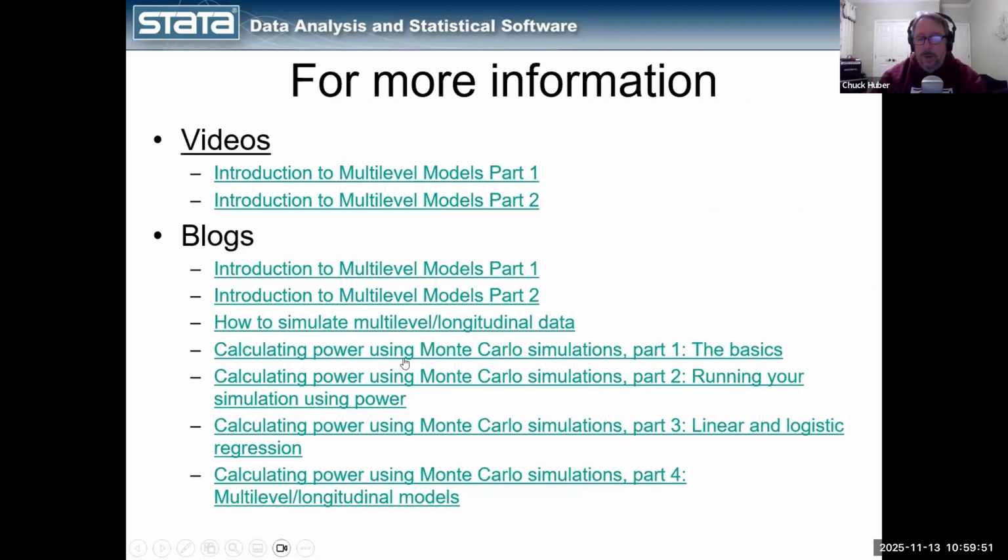I've written blog posts about this, as well as how to do power calculations for these, because you're going to have to do that using simulation methods. So if you need to do power calculations for multi-level or longitudinal models, this blog series ramps up to that. In part 4, I talk about how to simulate power for multi-level and longitudinal models. So if you need to do that, that's all in a blog post.